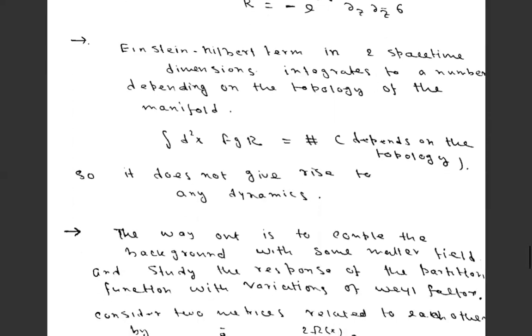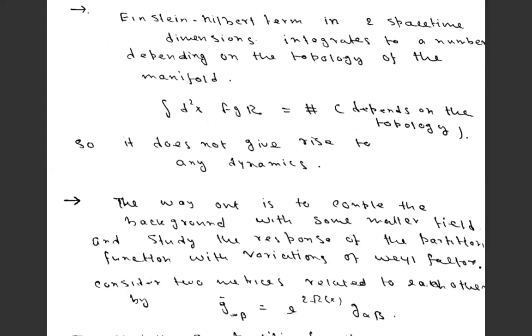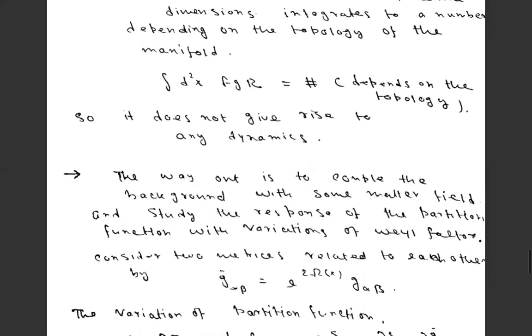So there is a way out of this. This was discovered by Polyakov in the 80s. The goal is we need an action for this Weyl factor sigma, because that captures all the dynamics, right? So what he did was he took some scalar fields or some other matter fields. It has to be a CFT, and coupled it to a curved spacetime, and then studied the response of the partition function to variations of this Weyl factor.